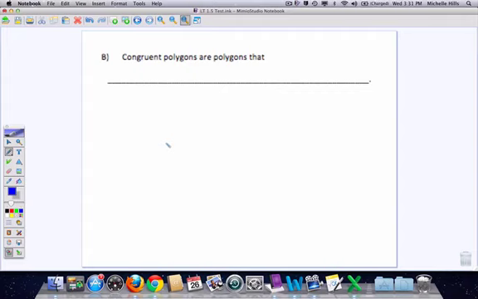Congruent polygons are polygons that have the same size and shape. Now, some people the first time they took this test said all the sides are the same length and all the angles are the same measure or something. And I said, does that mean they have to be regular?